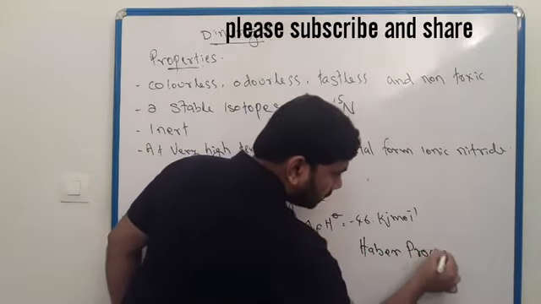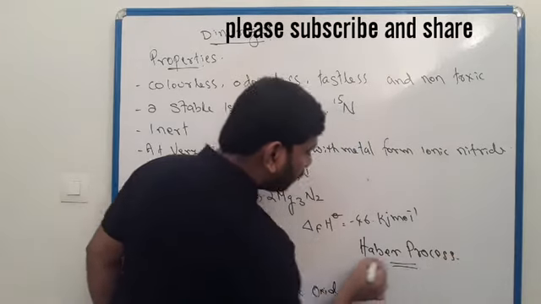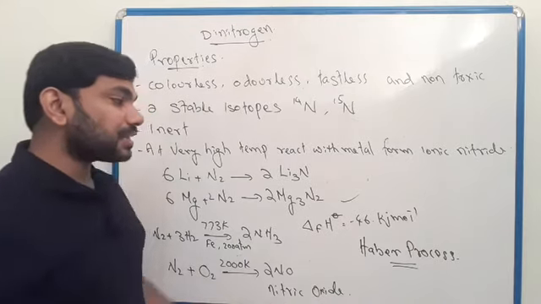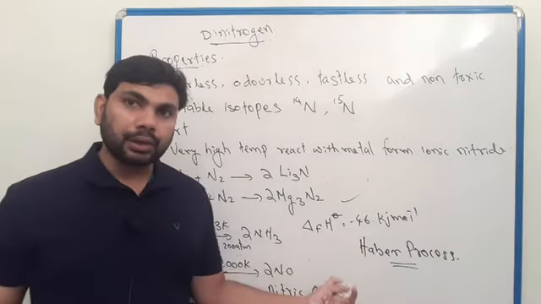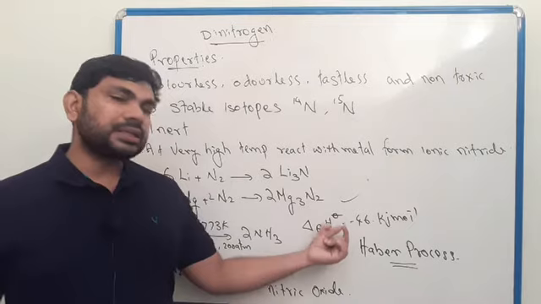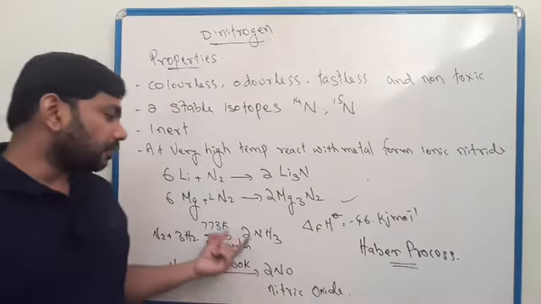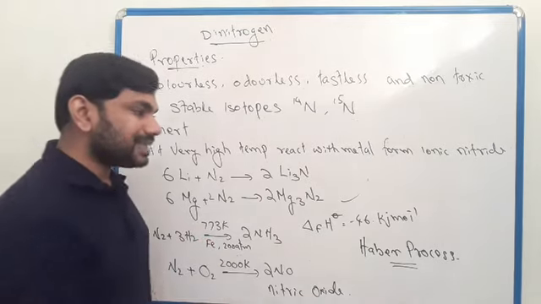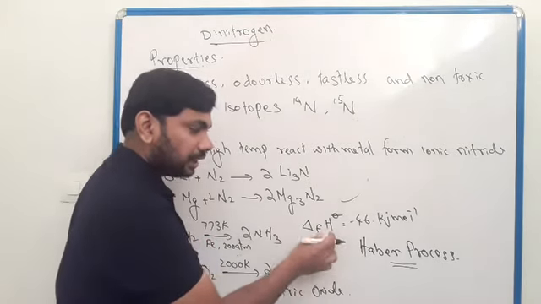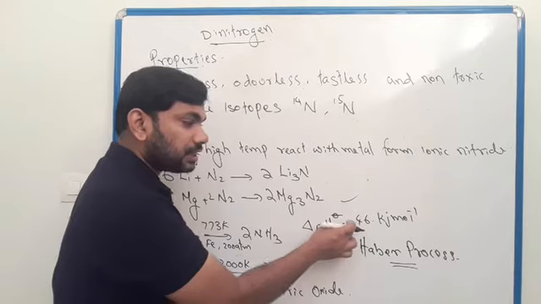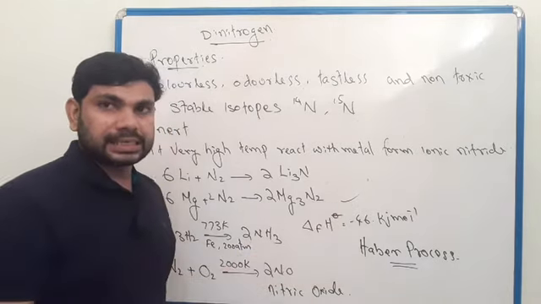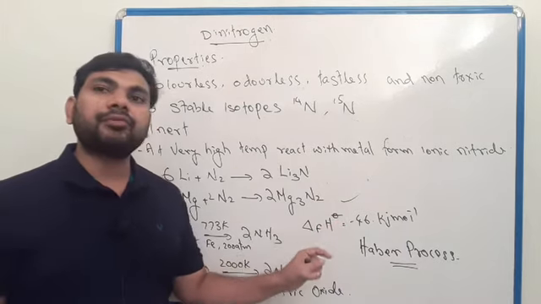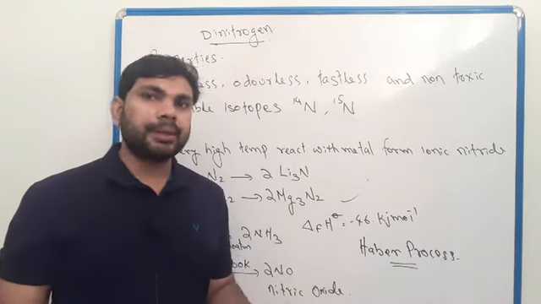Okay, and delta H formation for this chemical reaction, the formation of ammonia from nitrogen and hydrogen, is minus 46 kilojoule per mole. It is an exothermic reaction. Here delta H formation is minus 46, so the minus sign shows this chemical reaction is exothermic.